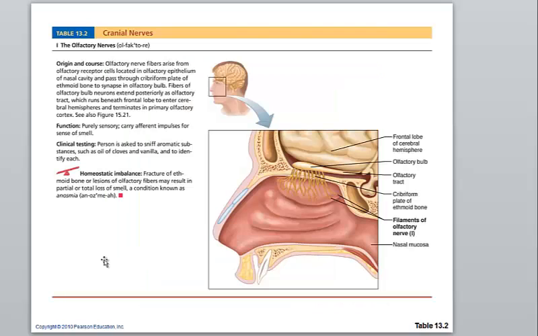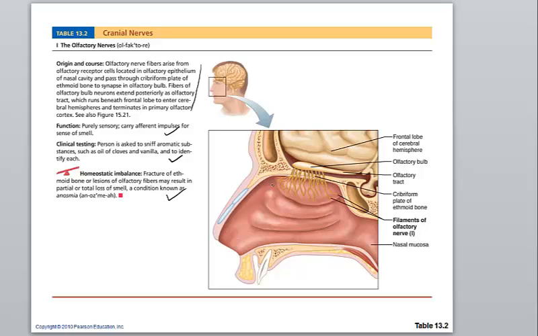When you go over these cranial nerves, you're going to look at the table in your textbook. In this table, you have origin, course, function, clinical testing, and homeostatic imbalance. I'm not going to ask about the origin and course. You need to know the function, you need to know how to test them, and you need to know what will happen if they get affected.